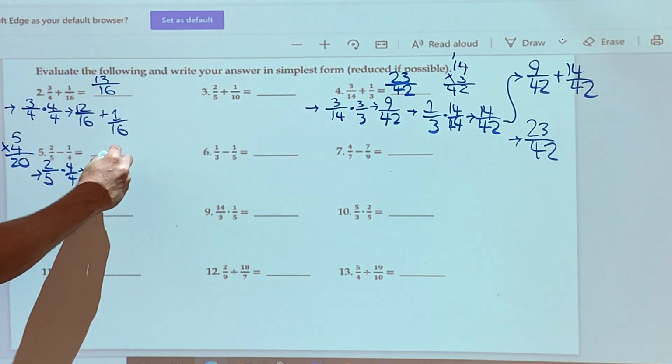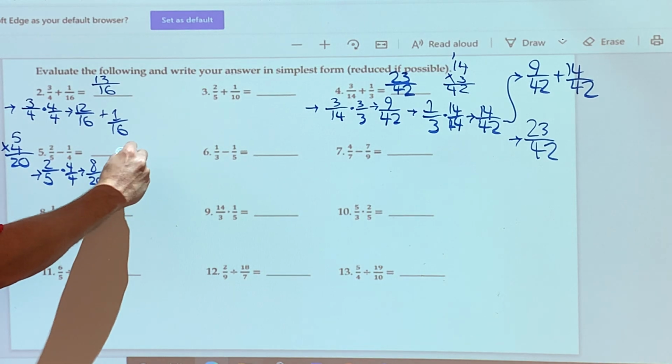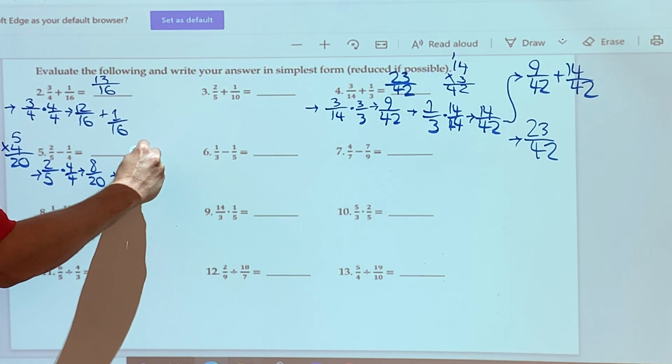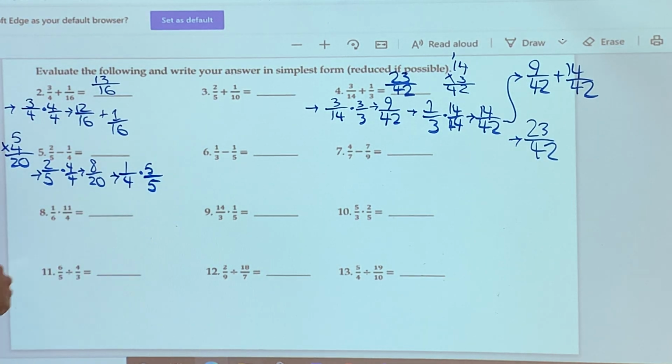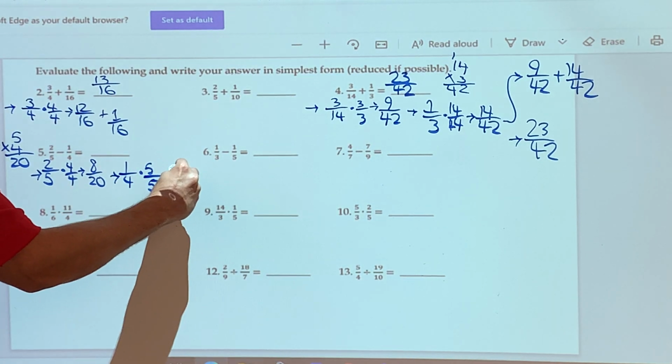And then I'm going to do the same thing here. I'm going to take that 1/4. And I'm going to multiply top and bottom by 5 as well. And so that's going to give you what? Now that's going to give you 5 over 20.